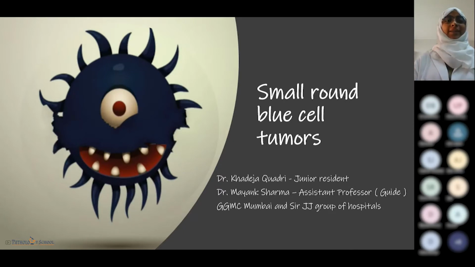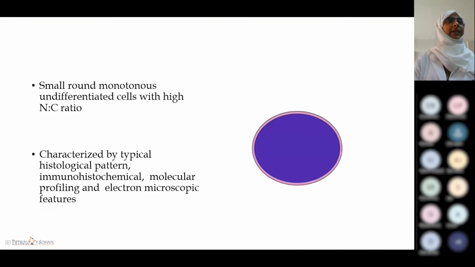So good morning, everyone. Today our topic of discussion would be small round blue cell tumors. These tumors are very aggressive neoplasms comprising undifferentiated cells with scant indistinct cytoplasm and a high N/C ratio. Now these are characterized by a typical histological pattern, immunohistochemical, molecular profiling, and electron microscopy features.